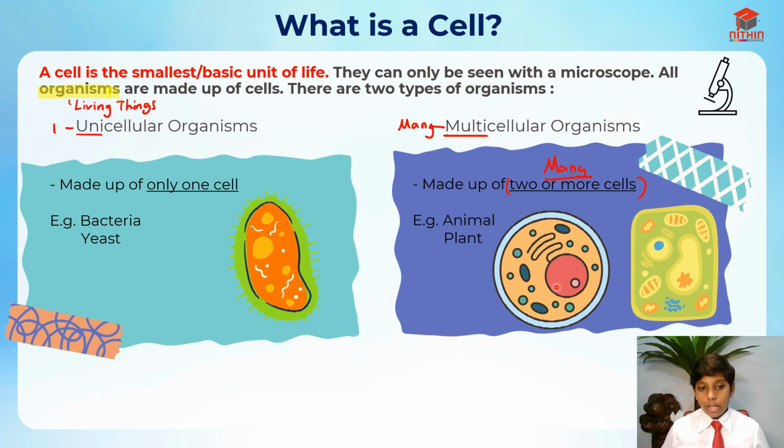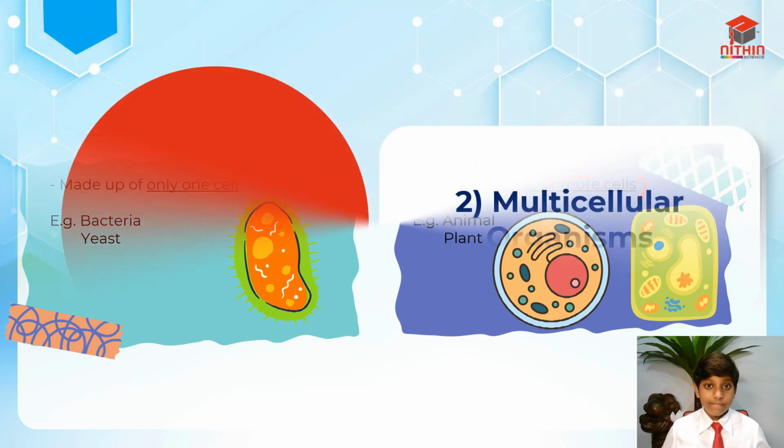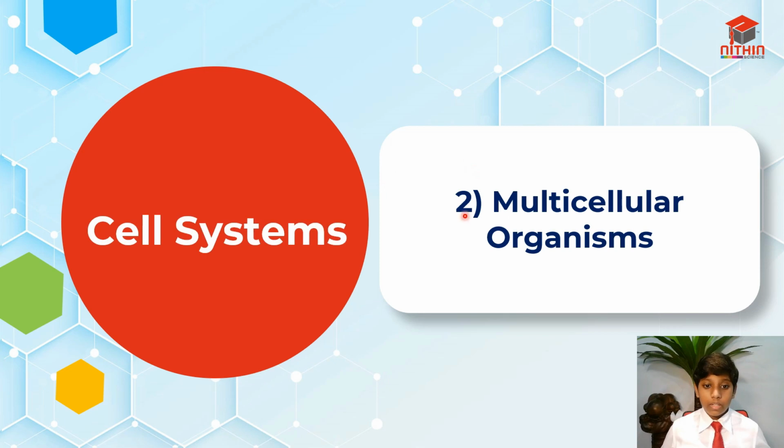Now I hope you understand the difference between unicellular organisms and multicellular organisms and have learned what a cell is. Now let's move on to the next segment of this video. This is segment 2 and this is multicellular organisms. So I'll be going through how does a cell actually turn into a human.